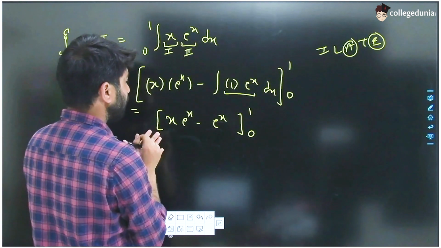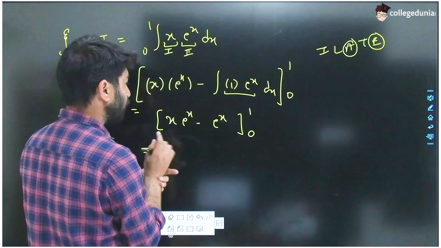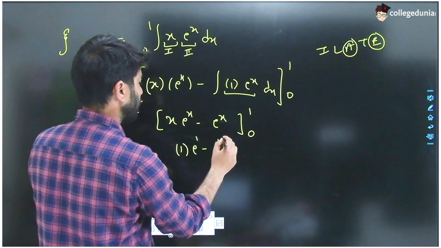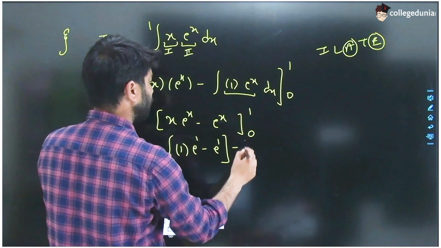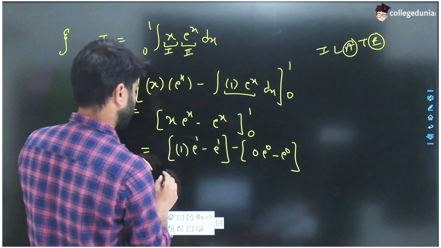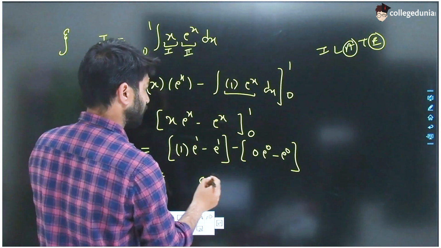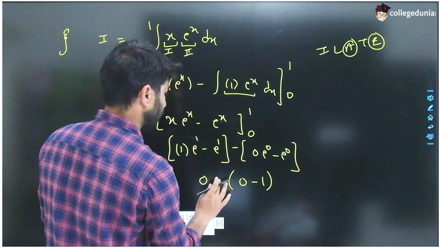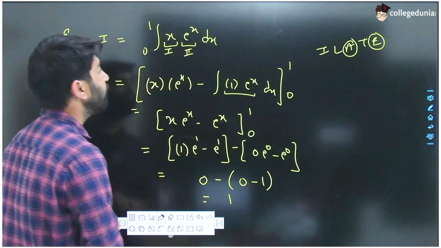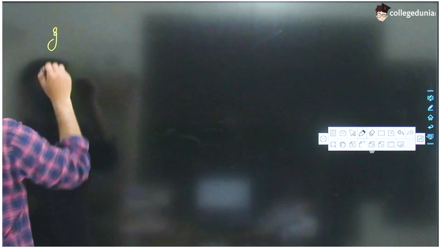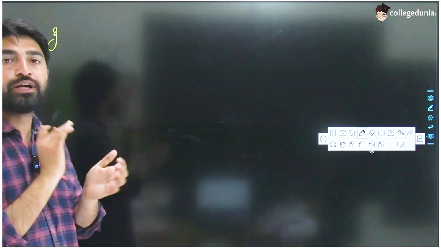So now first of all we will have to put x equal to 1, e to the power 1 minus e to the power 1. Then we will have to put x equal to 0. So this e minus e, this is 0. 0 minus e to the power 0, this should be 1, and minus minus plus, this 1 is the final answer. Okay, so guys, now let's take another example and a very important concept, right?